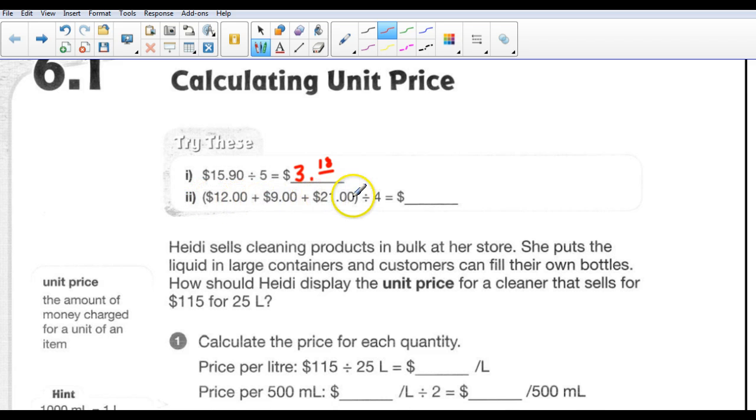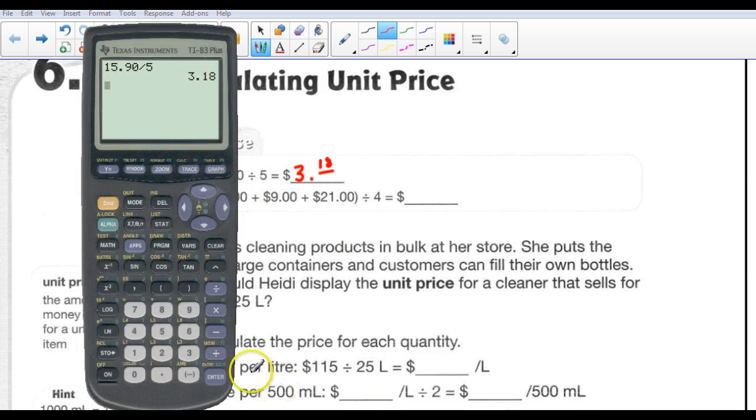$12 plus $9 plus $21 in brackets divided by 4. Okay, so we have to follow BEDMAS. We have to do everything in brackets first. That's what the B stands for in BEDMAS. So we're going to add up these numbers first. Then we're going to divide that answer by 4.